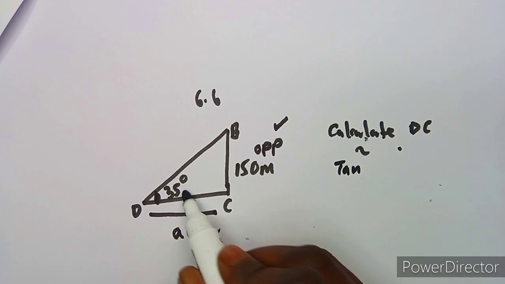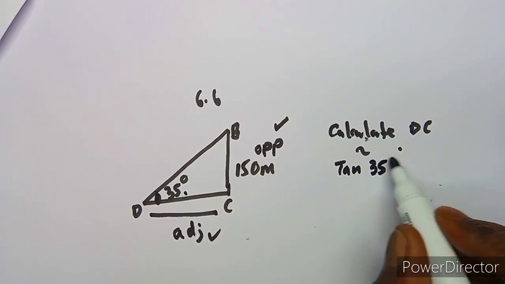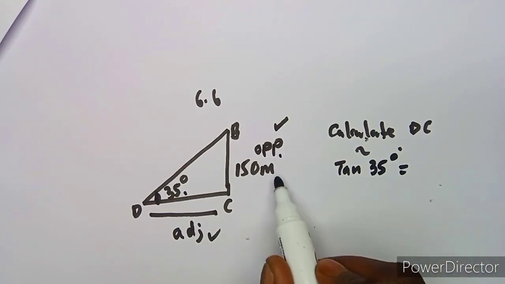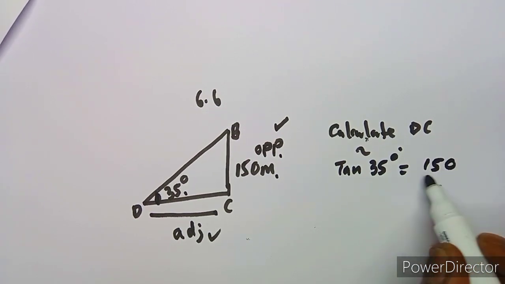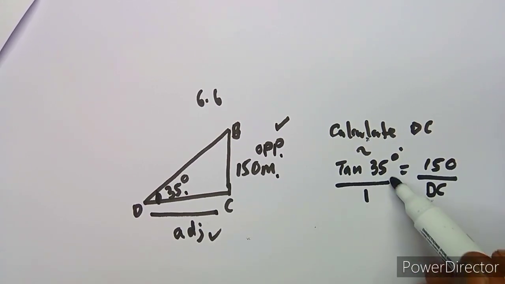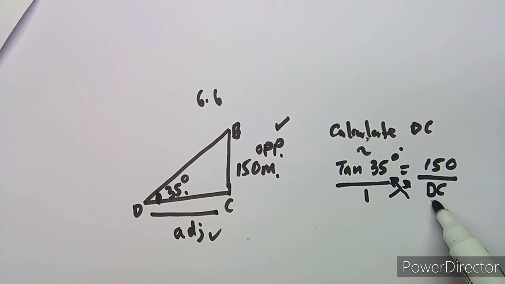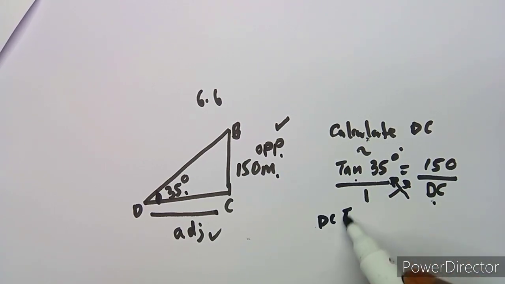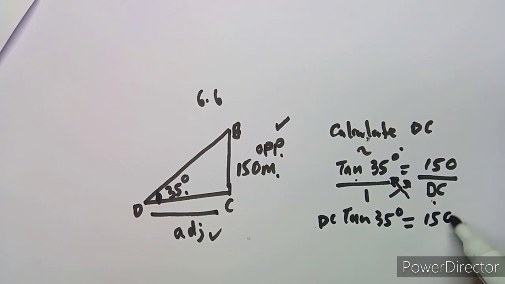So it's tan theta, which is tan 35 degrees, is equal to opposite, which is 150, over the adjacent, which is DC, the one that you want to calculate. So you're going to cross multiply here. So it's DC times tan 35 degrees, which is equal to 1 times 150, which is 150.